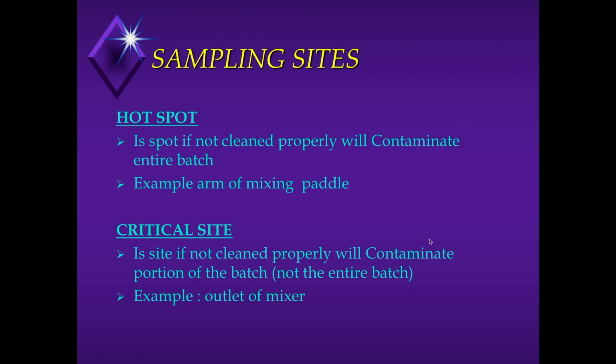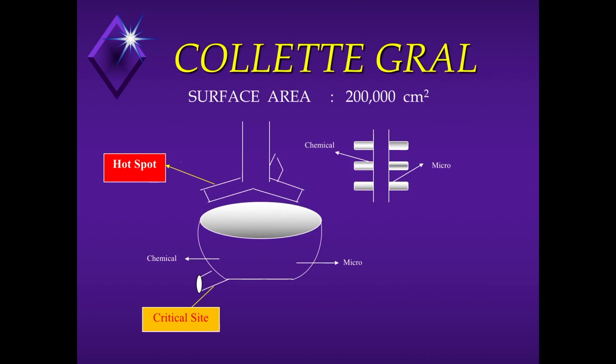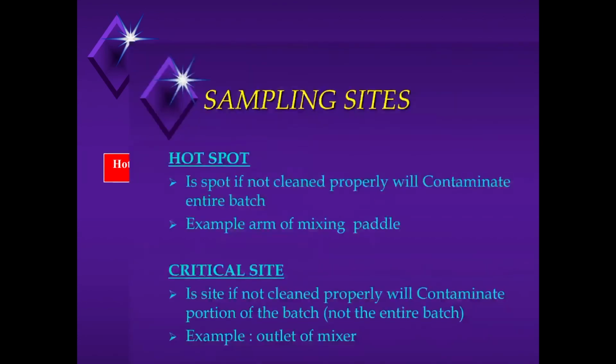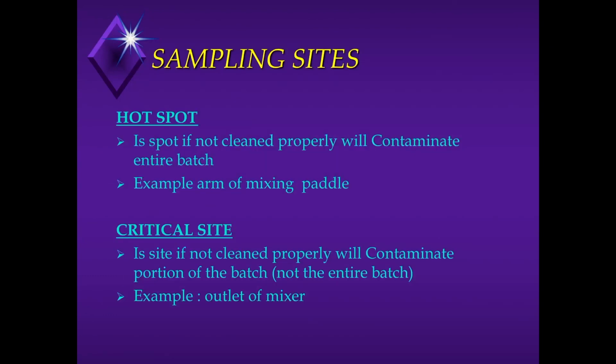So let's go back to our previous slide. Now here you can see that hot spot is the spot on the mixing paddle. If it is not properly cleaned, it will contaminate the entire batch. As far as critical site is concerned, it is near this outlet of the equipment. If it is not properly cleaned, it will contaminate only a portion of the batch, but not the entire batch, as compared to the hot spot where it will contaminate the entire batch. So I have already explained what is meant by hot spot and what is meant by critical site.